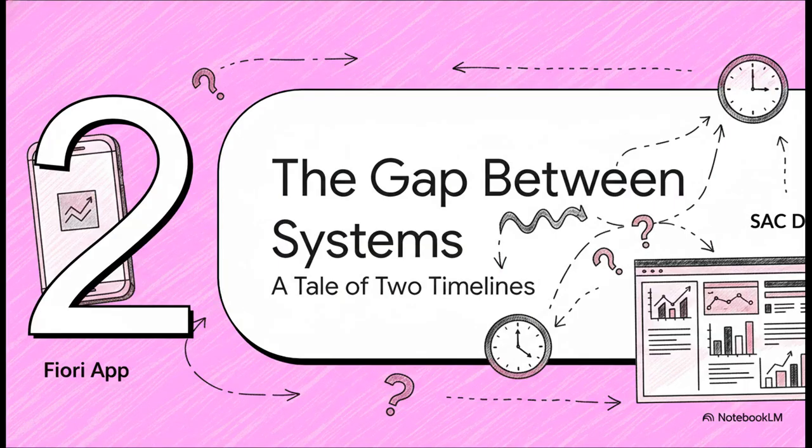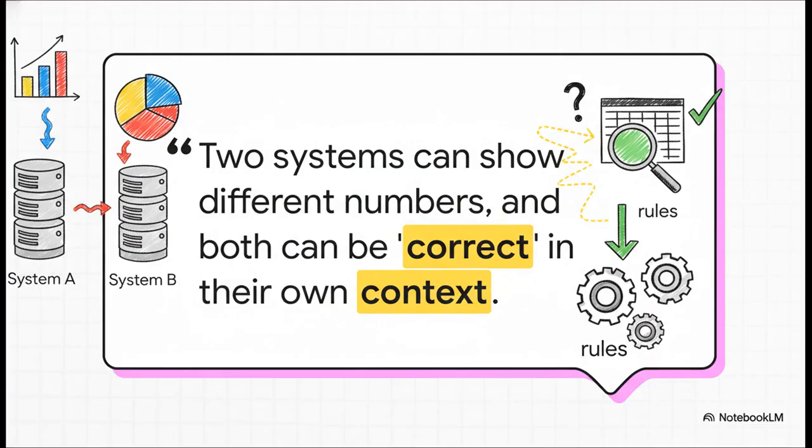Okay, now we get to the next layer of complexity. It's not just about what's inside a single report, but why different systems, like your live Fiori app and your SAC dashboard, are telling completely different stories. Now, this might sound like a riddle, but it's the absolute key to understanding analytics. 2 systems can show different numbers, and they can both be technically correct based on their own rules and their own timing. The problem isn't a calculation error, it's a context error.